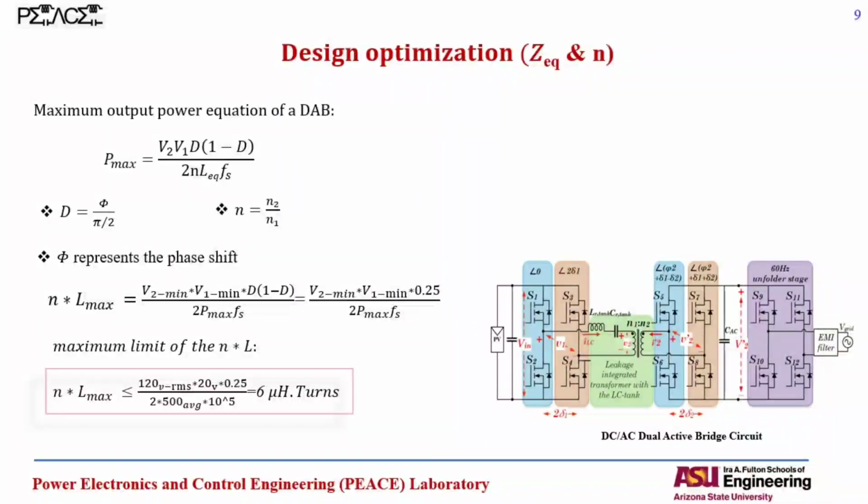Another design optimization would be the fact that instead of optimizing the equivalent inductance of a system, which is generally done in the literature, we are taking the whole value of the product of N and L as one variable. So basically that means we are taking the transformer turns ratio, or N, as an additional variable that we can take into consideration for the optimization of a system.